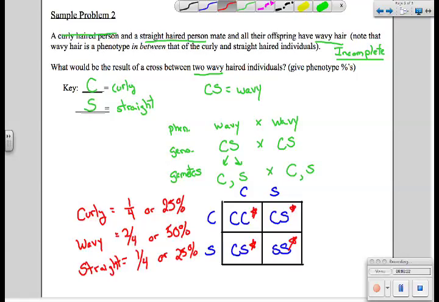Recall that in incomplete dominance, I need 2 copies of a particular dominant allele to show that phenotype. If I have 2 different dominant alleles showing up, that indicates the blended trait, which in this case is wavy hair.